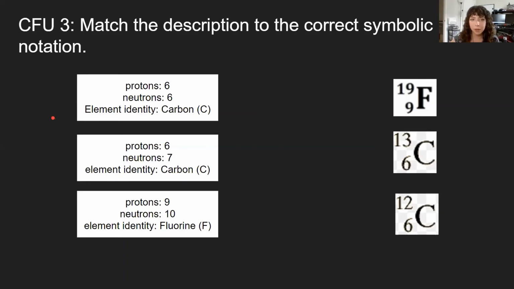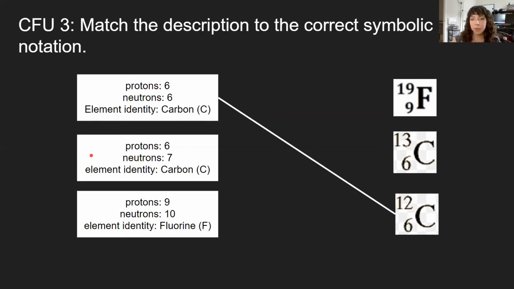All right, let's go over this. Protons, we need 6. So I'm going to look at the bottom and find which ones have 6. I know these two have got to have it. The neutrons also are 6. So I'm going to think, okay, I need to add those two numbers together, protons plus neutrons. So 6 plus 6 equals 12. It's got to be that bottom one.